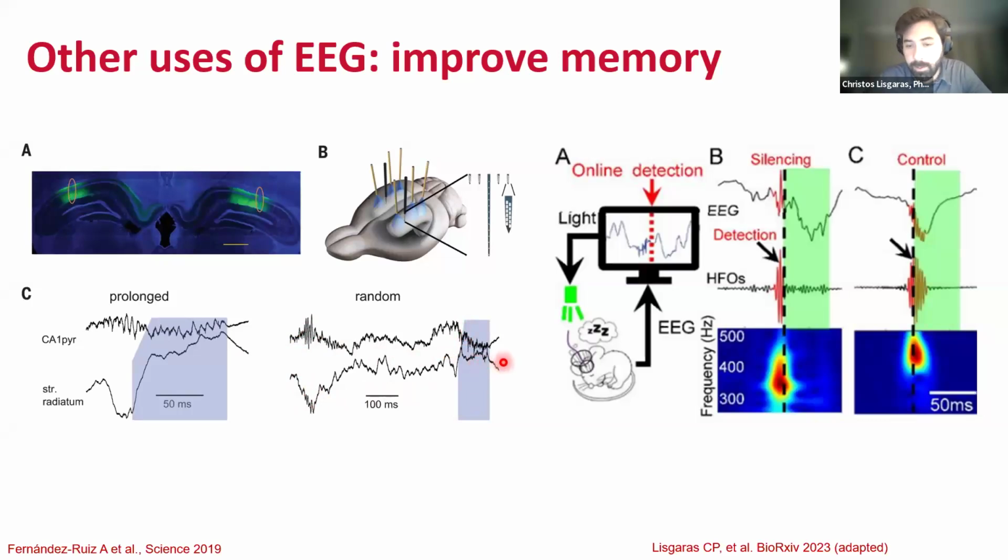And we applied a similar protocol in epileptic mice that have a lot of high frequency oscillations, those events that you can see here. So we detected them in real time and we asked whether memory would be improved. And that's what we found. You can take a look at the paper on bioRxiv. So if you shorten high frequency oscillations, that is sufficient to improve memory in epileptic mice that have high frequency oscillations during sleep. So that tells us that high frequency oscillations can impair memory, and if you target them selectively, you can actually improve memory.